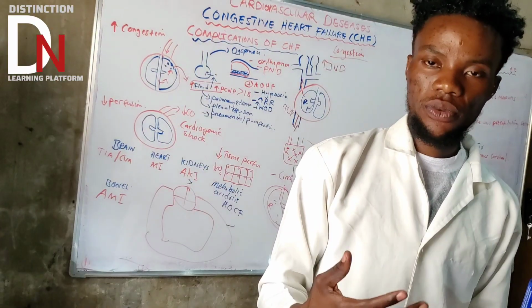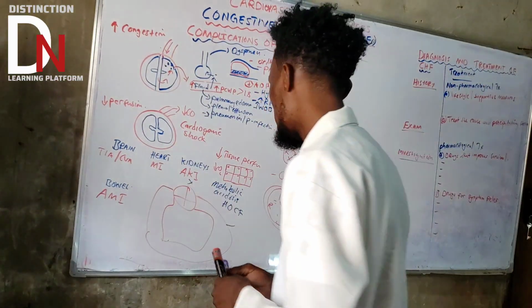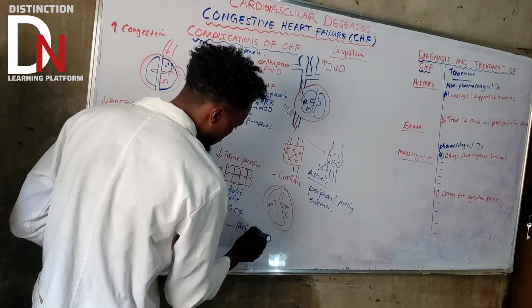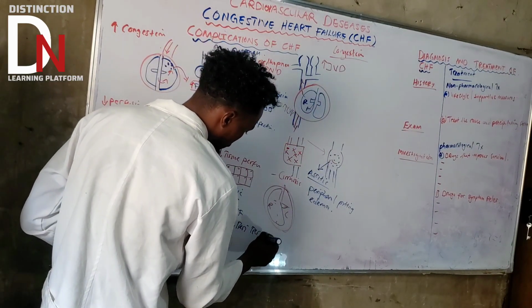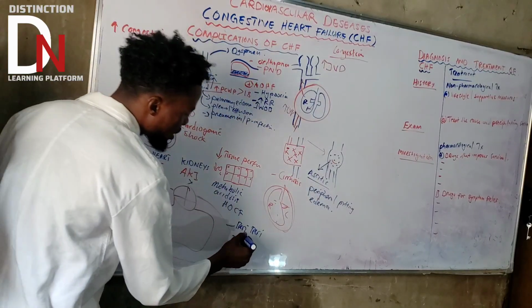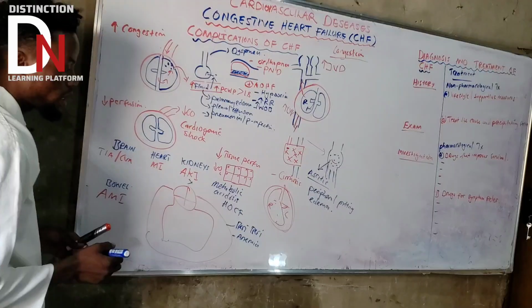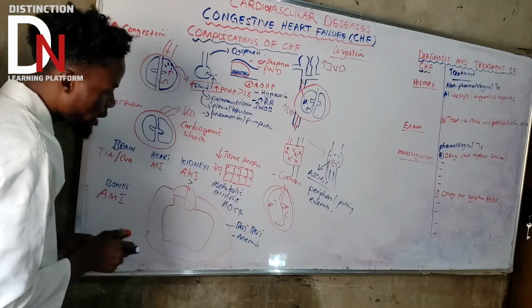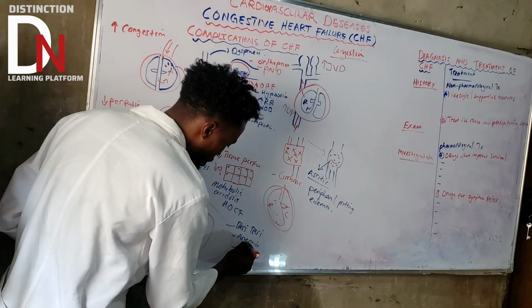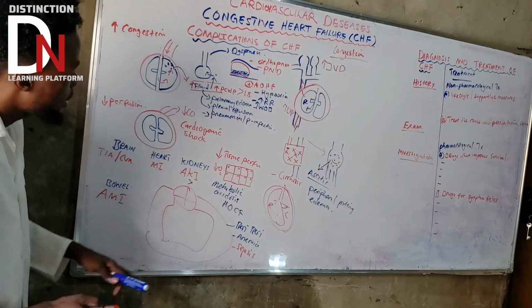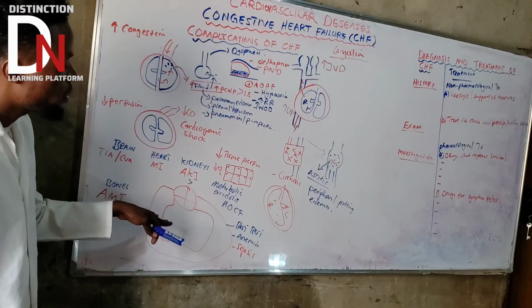The first cause is beriberi. It has been shown that beriberi can cause high output cardiac failure. What else? Severe anemia can cause high output cardiac failure. And the last important aspect that we need to talk about is sepsis. Sepsis can cause high output cardiac failure.